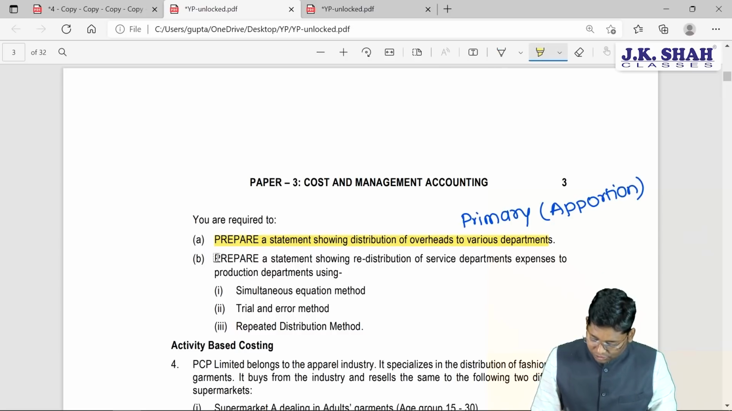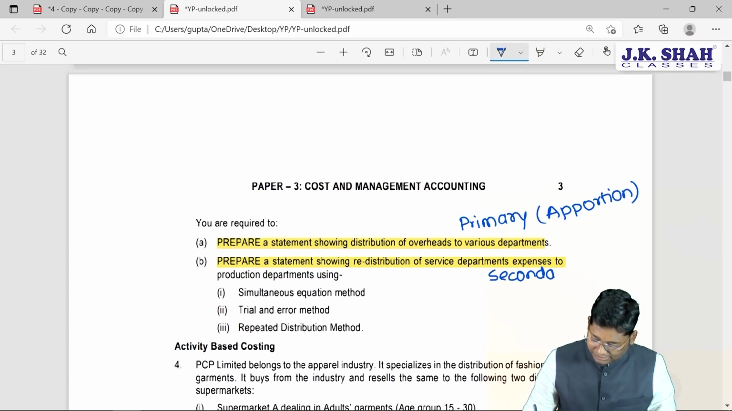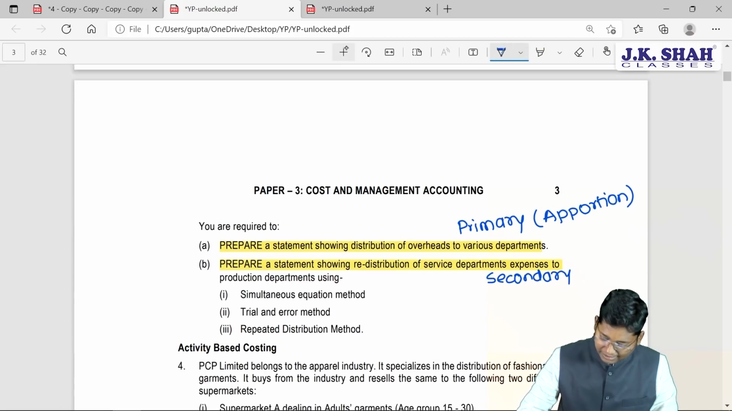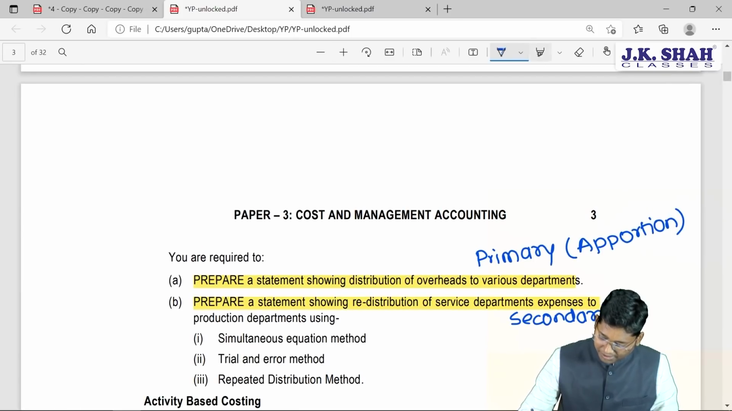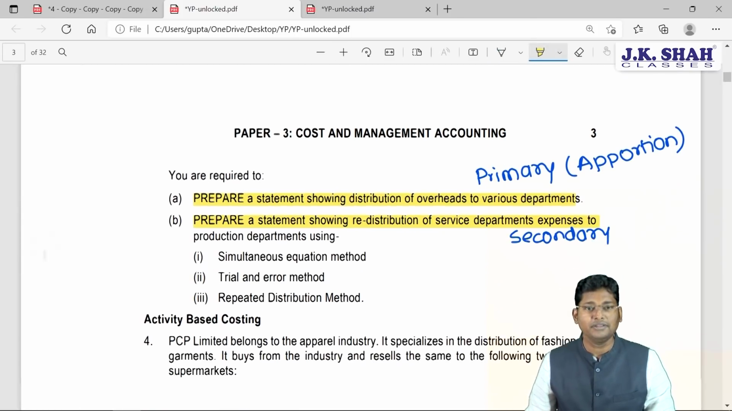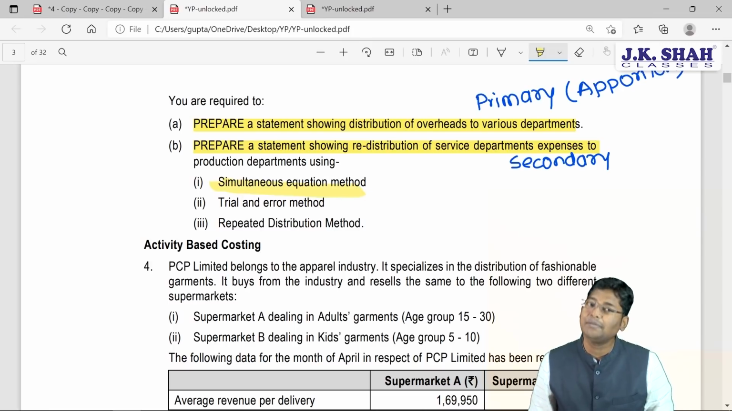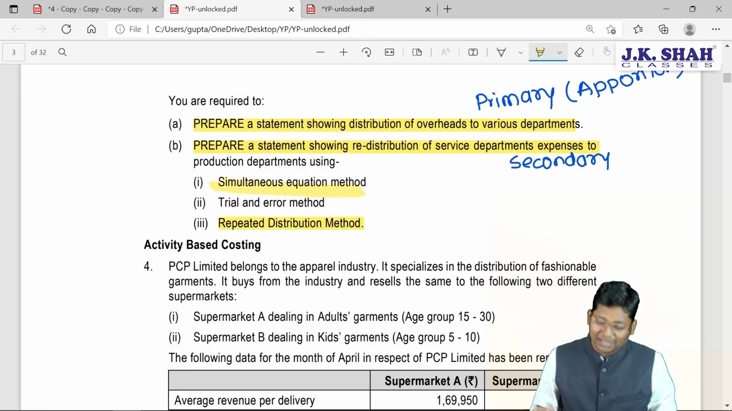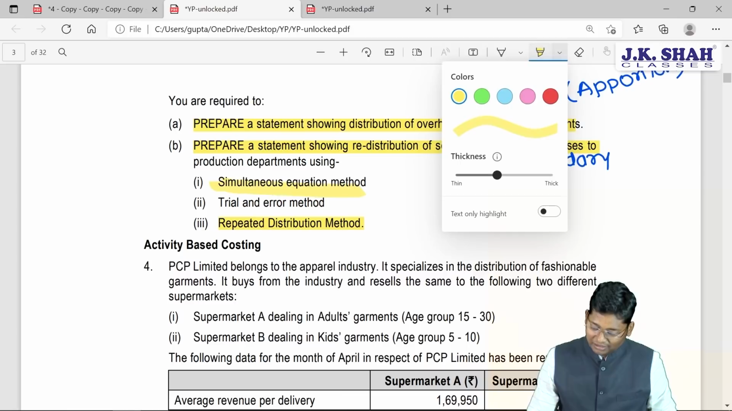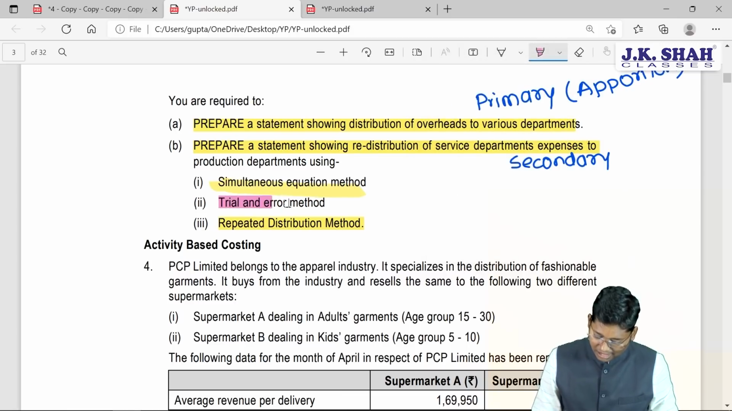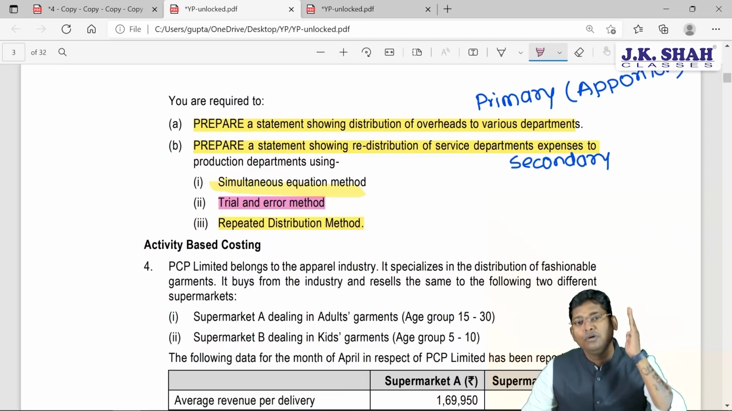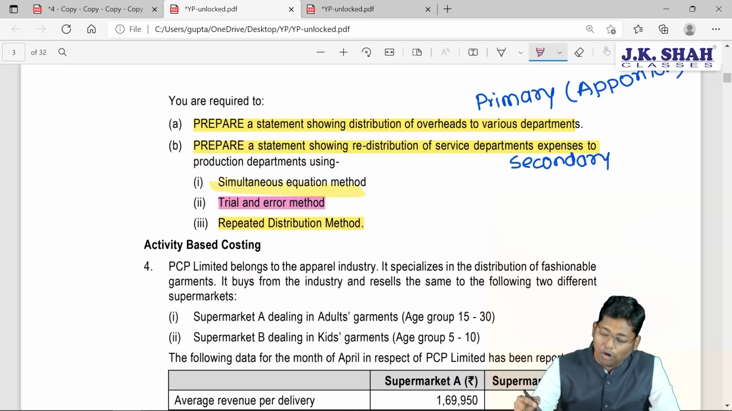The question also asks us to prepare a statement showing redistribution of service department, and redistribution is also called secondary distribution of overhead. This secondary distribution of overhead can be performed with the help of a few methods, and the methods are given. Very first, the equation method, that is simultaneous equation. Third one is the repeated distribution method, and the new method which we are going to learn through this RTP discussion session is the trial and error method, how to solve the question by using all these three methods.